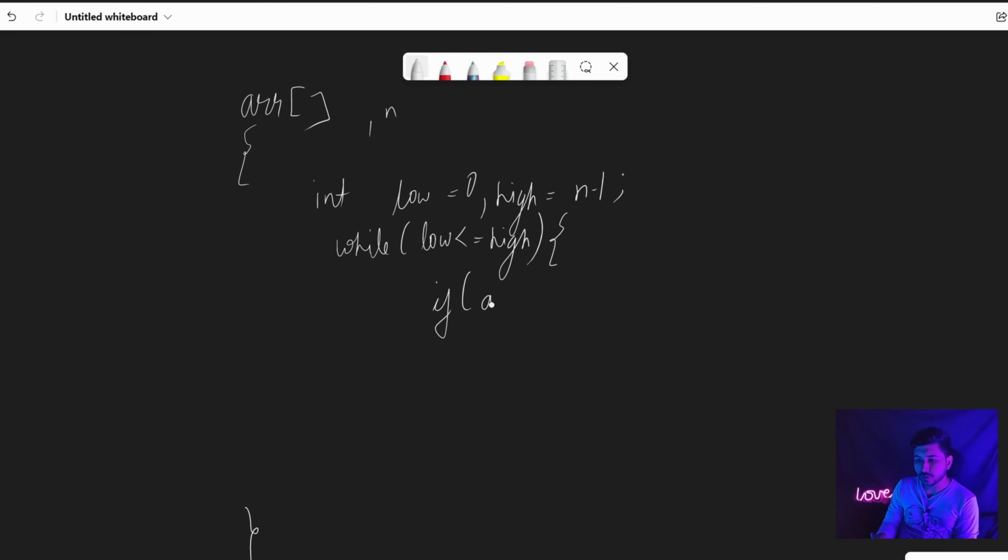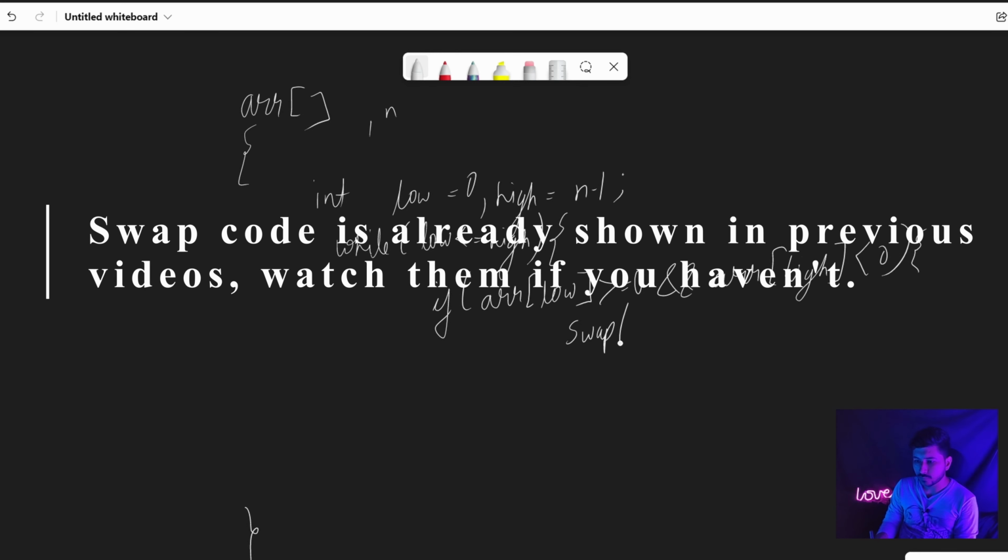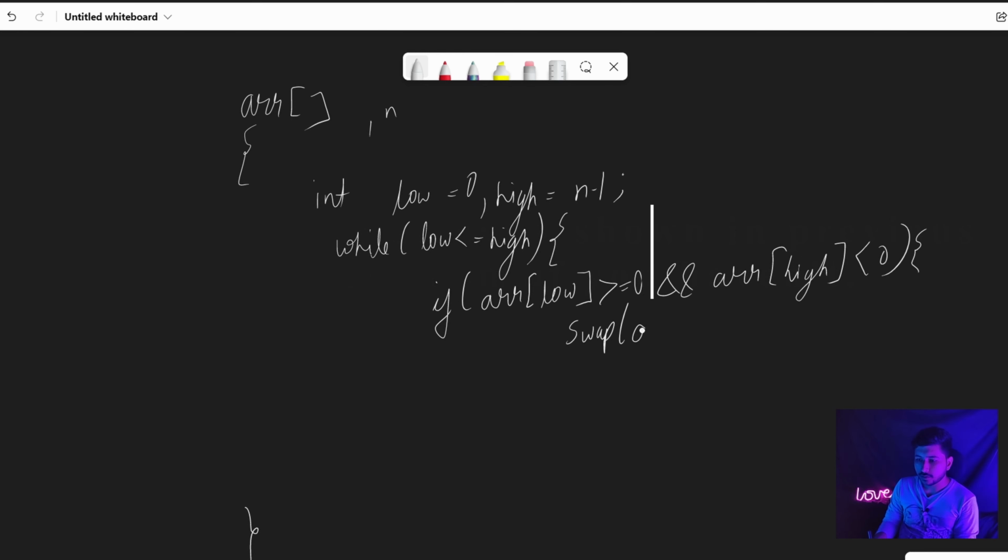We start with the first condition, where we check if arr of low is greater than or equal to 0 and arr of high is less than 0. If this condition is true, we do a swap, where we swap the array elements at low and high. After the swap is complete, we do low plus plus and high minus minus.